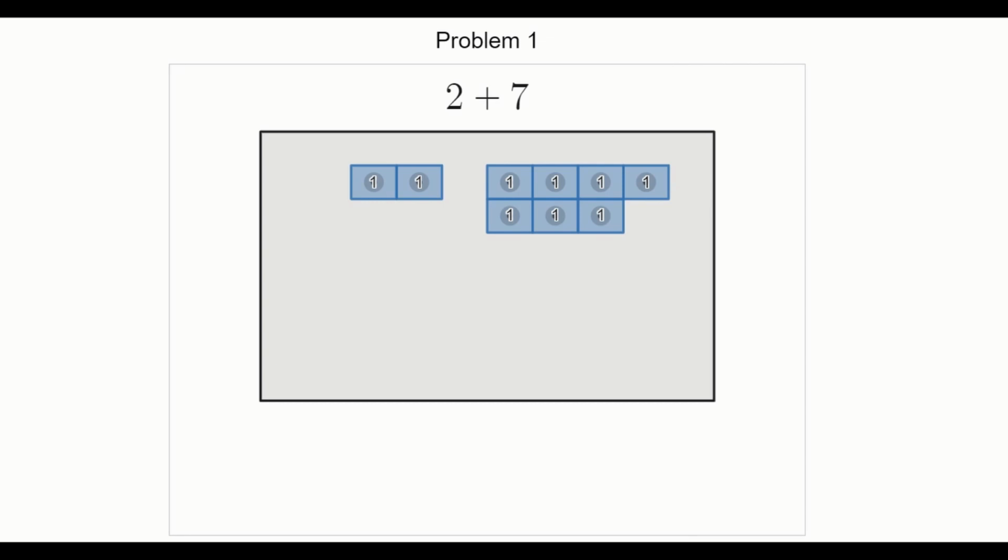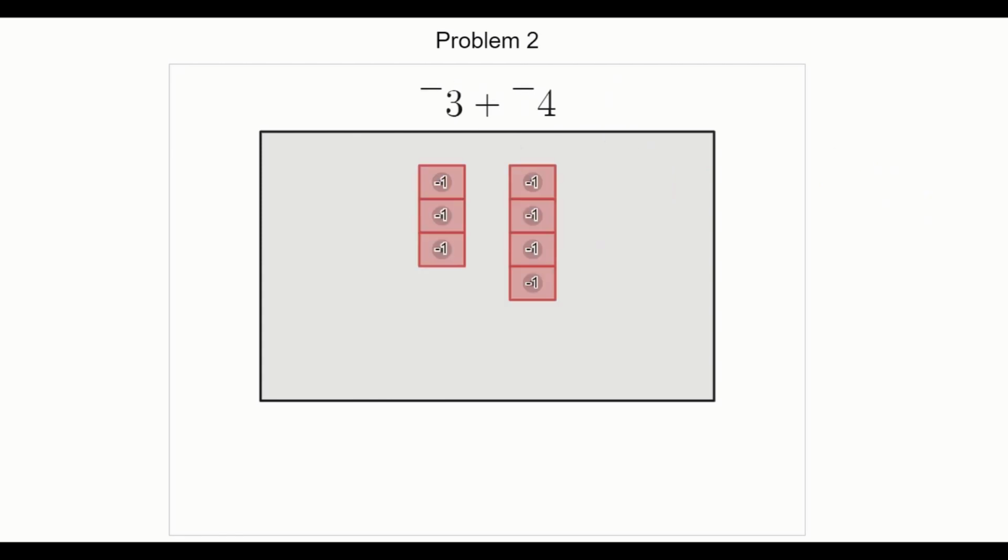Using algebra tiles, we can represent positive integers by these blue tiles. For example, 2 can be represented by these 2 blue squares, and 7 can be represented by these 7 blue squares. When we're adding integers or when we're adding tiles of the same color, the way we can add them up is just by counting how many squares we have altogether. So counting these up, 1, 2, 3, 4, 5, 6, 7, 8, 9. 2 plus 7 is going to be positive 9.